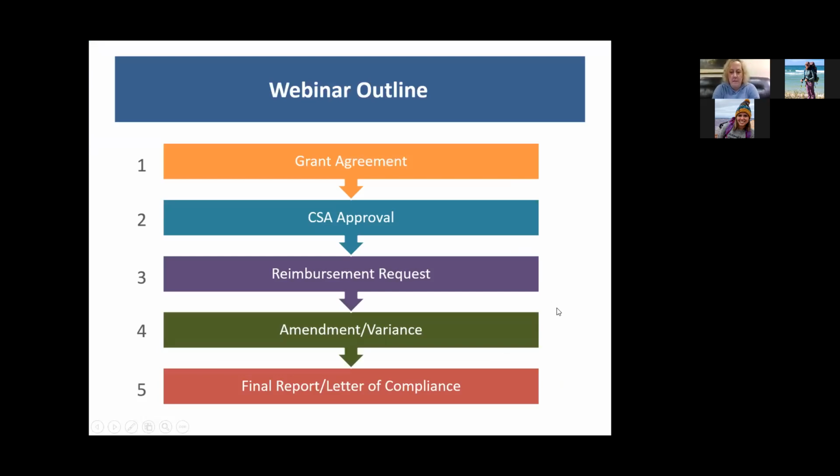There are some key steps to keep in mind as we go through the grant process, and we're going to be reviewing each of them today: the grant agreement, the cost share agreement or CSA approval, the reimbursement request, the amendment and variance processes, the final report and letter of compliance. As Whitney mentioned, this webinar is being recorded, so you'll have the opportunity to go back to each of these sections as you're administering your grant and review them if you so desire. Our main goal is to make this grant administration process as easy as possible to navigate.